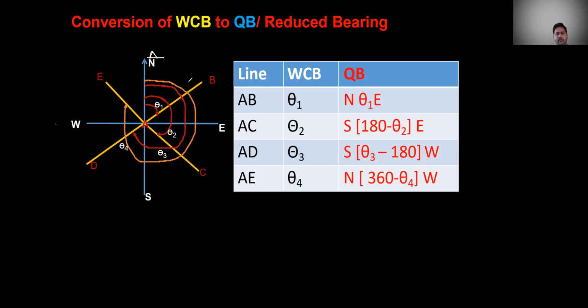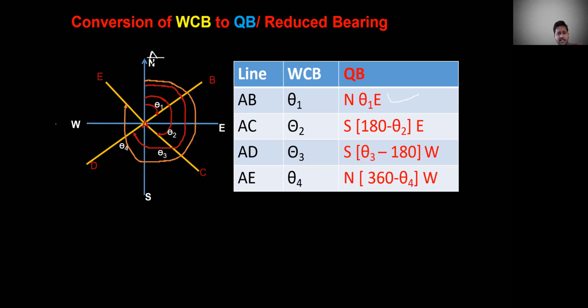So here, in whole circle bearing, the angle will not change if you convert into reduced bearing or quadrilateral bearing also. The angle will remain the same. The only thing is, we show the coordinate, that is, whether northeast, southeast or southwest. If it is the first coordinate, it will be northeast and the angle will remain the same.